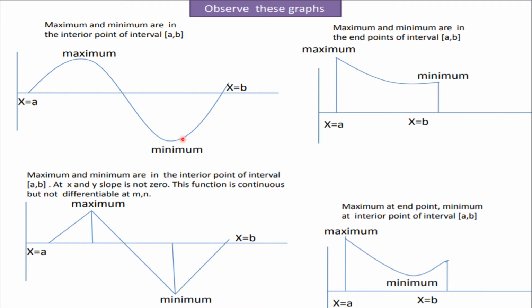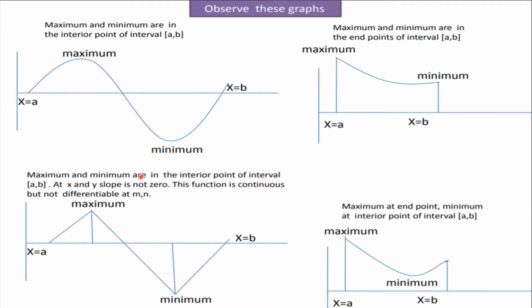Similarly, maximum and minimum are at the endpoints of the closed interval [a, b]. Observe this graph. This is the graph of the function in the interval [a, b]. At these endpoints, it has maximum and minimum values. Understood this graph, my children? Right. Now come to this third graph.